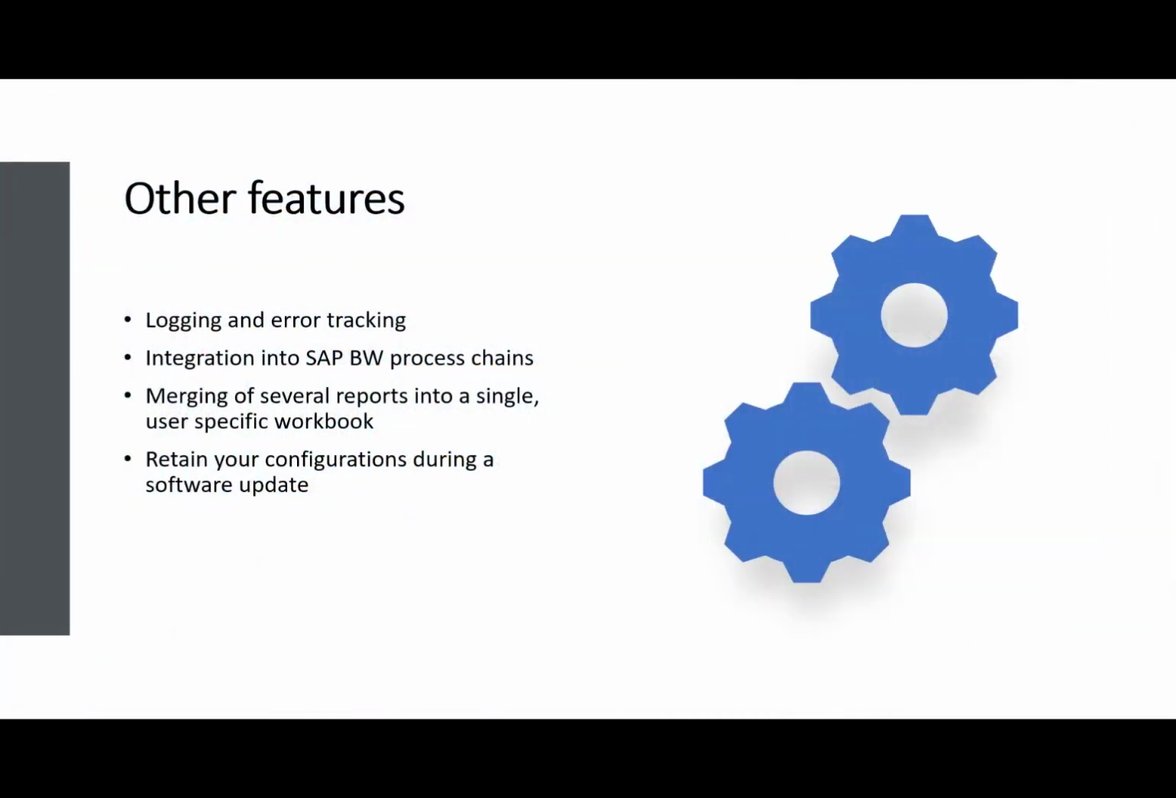Other features we have in BO Report Distributor: during execution, the tool creates a log file of its actions during the reporting and distribution process. If necessary, we can also automate an email for non-successful creation and distribution attempts. We can also integrate the SAP BW process chain to get the updated data. Merging of several reports into a single file up to the user-specific workbook is also possible, and you can also retain your configuration during a software update.